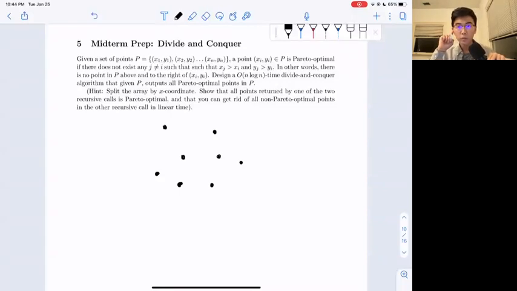Let's look at the fifth problem on the first homework. So given a set of points, one of these points is Pareto optimal if there are no other points in this set that are to its top right.